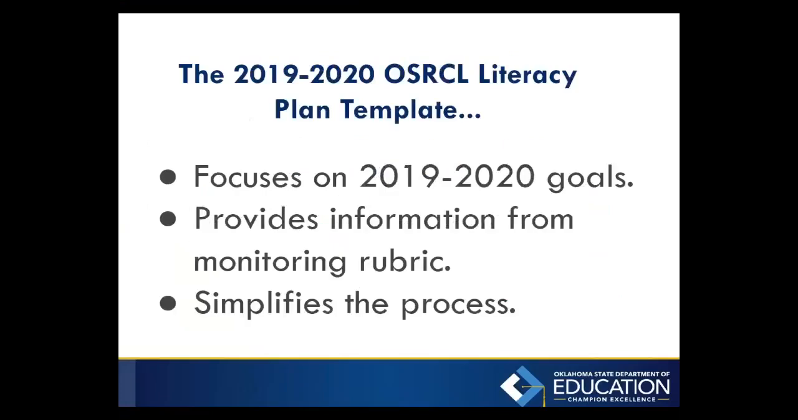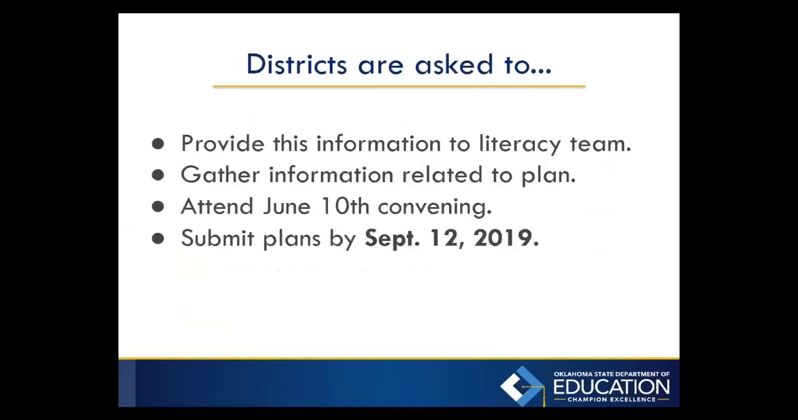So each year, as a part of the OSRCL grant, districts are required to submit a local literacy plan. To streamline this process for the 2019-2020 school year, we've created a local literacy plan template that will serve as an addendum to your main literacy plan. This template will focus on your 2019-2020 school year goals. It provides information from the monitoring rubric that we use here at the State Department, and hopefully it will simplify the process, just make this whole thing a little bit easier for you.